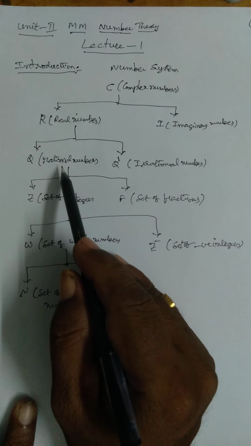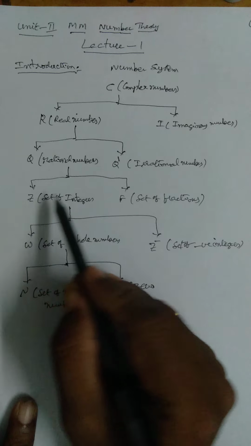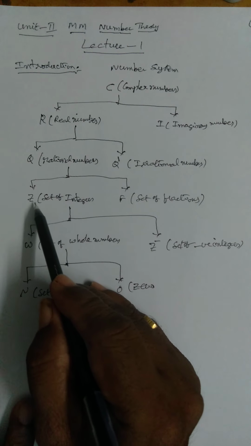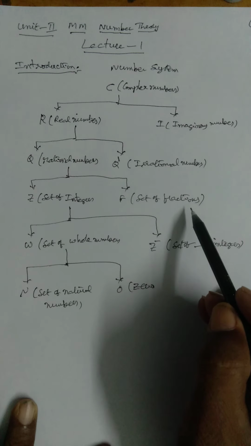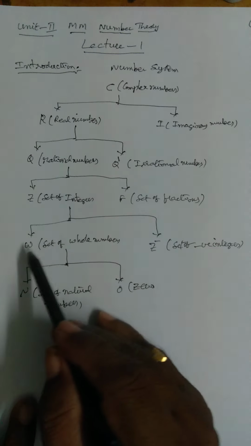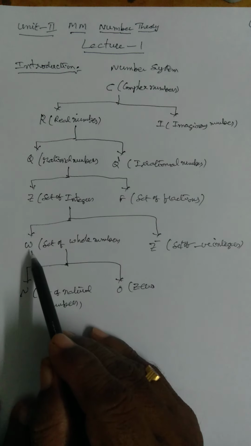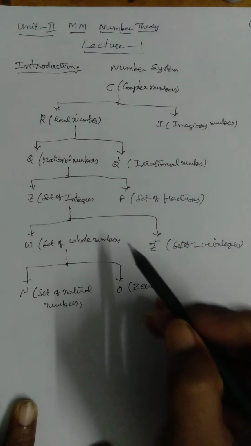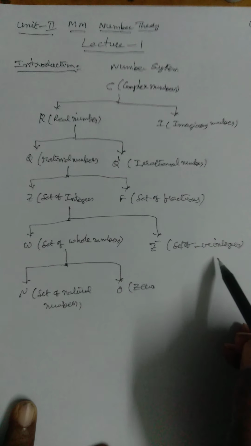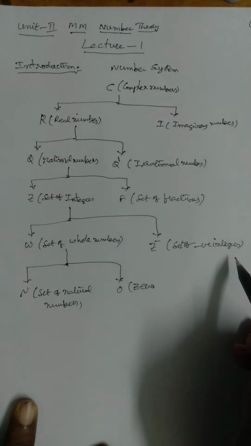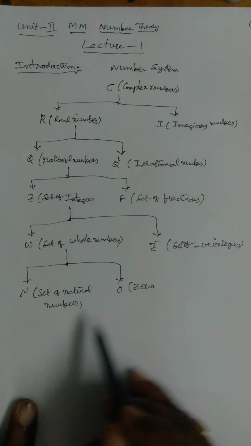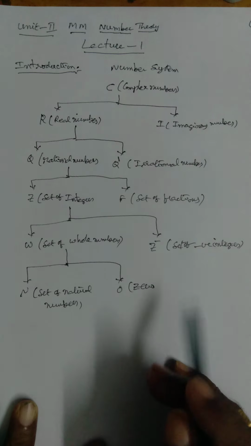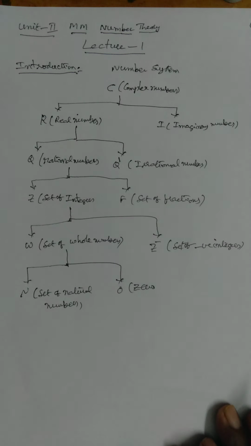This set of rational numbers divided into two parts. Z, set of integers. F, set of fractions. Set of integers divided into two parts. W, set of whole numbers. Z minus, set of negative integers. W divided into two parts. N, set of natural numbers. 0. This is the number system.